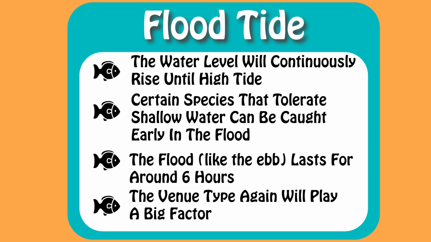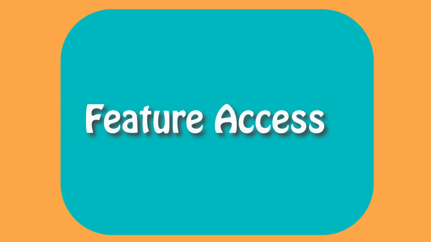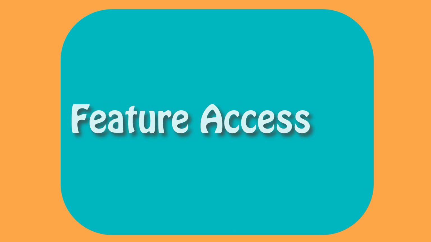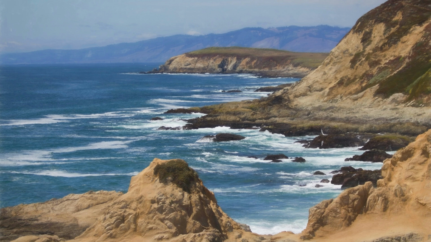So let's very quickly run through a basic explanation of feature access and how it relates to tide phases. Take a look at this picture of a shallow rock mark. Here you can see that the water is covering much of the beach, meaning there is a good possibility this tide is currently in the later stages of the flood, possibly around the high tide mark. If this was the case, this would be an opportune time for species such as bass to hunt for crustaceans around rocks close to shore.